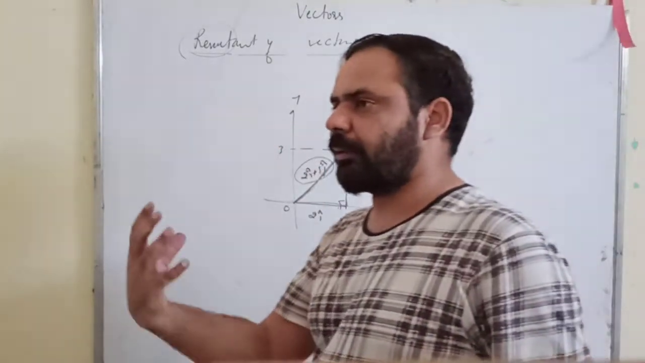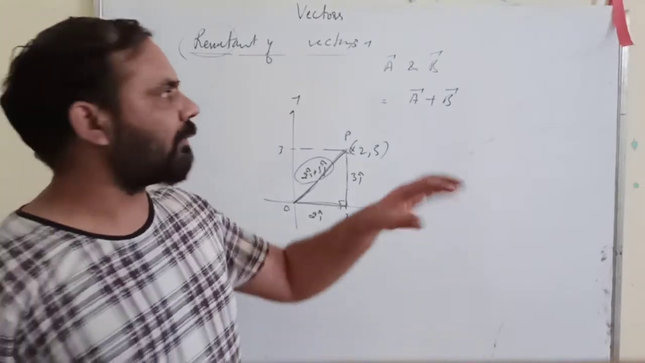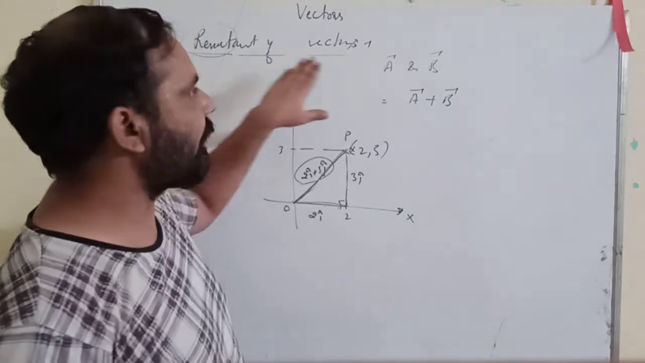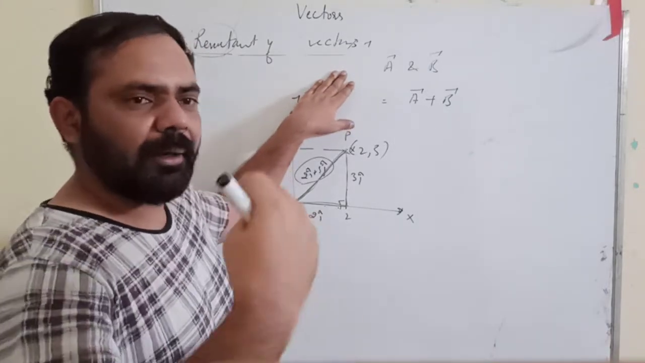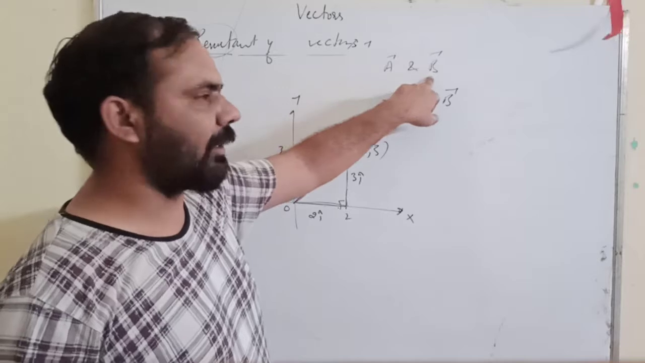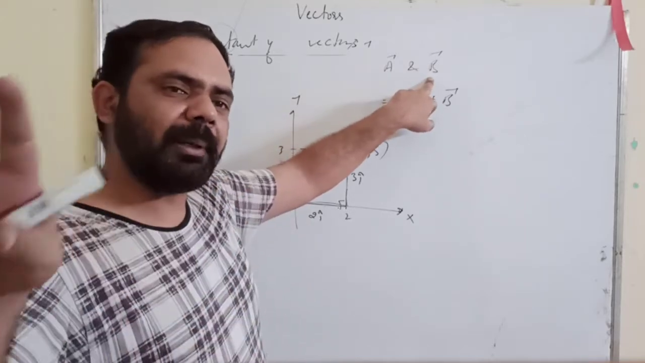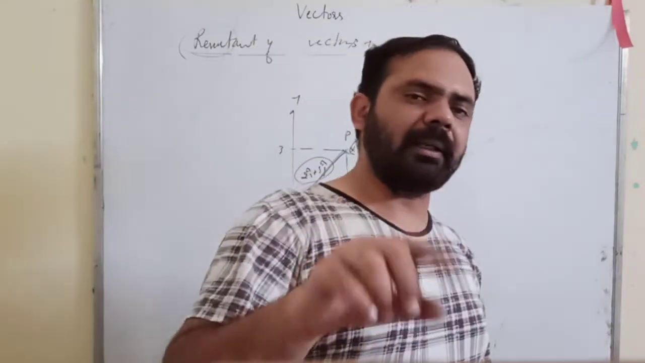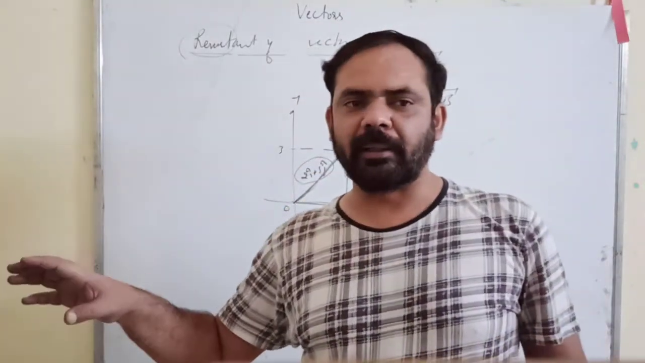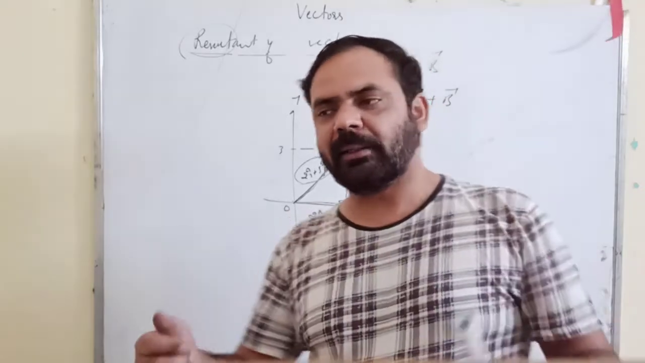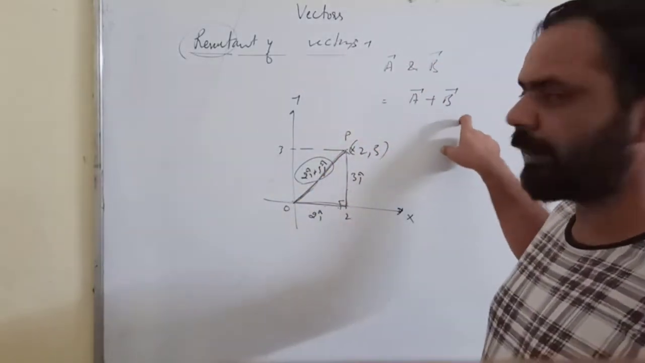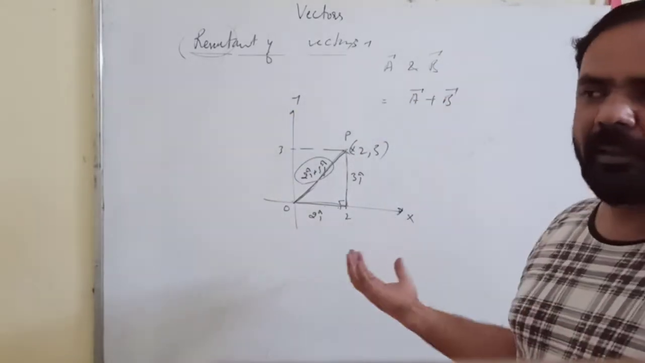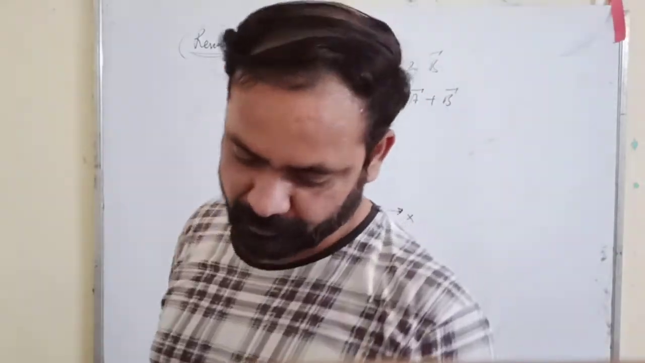So the result of addition is called the resultant of vectors. If you have two vectors A and B, then their resultant would simply mean their addition. Finding the resultant means, if in the question they ask you that these are two vectors, find their resultant, then what are they expecting from you? To find the addition vector, right? What you will get after addition. Resultant means the result of addition of the two vectors.